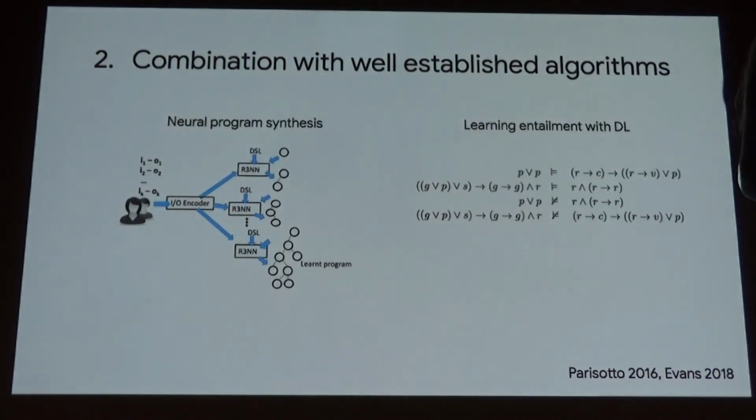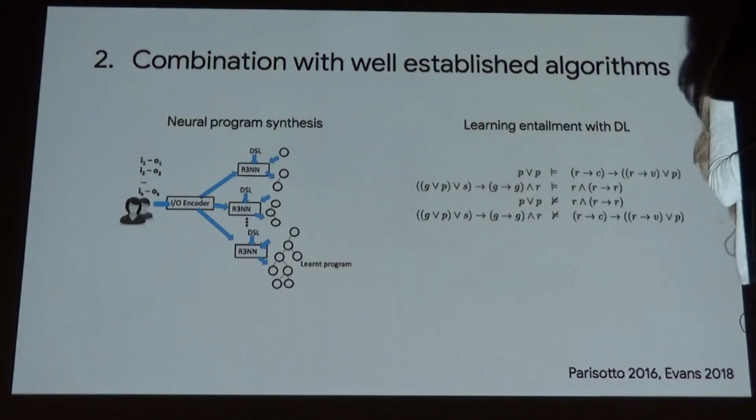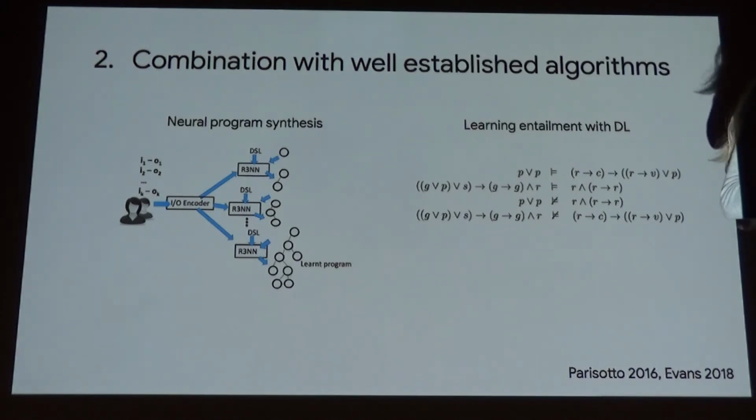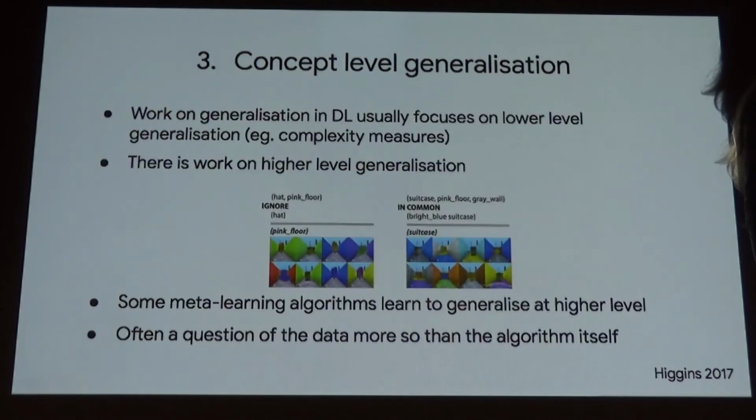In terms of combining with well-established algorithms, there's not a lot that has been done yet. What people tend to do is tackle experiments that were done back in the day with symbolic AI. So there's program synthesis that you can try to do with neural networks now, as well as trying to understand, for example, if deep learning algorithms can actually learn entailment. Those are tasks from the past that people are trying to explore to see if deep learning can do them. But in terms of combinations, to the extent of my knowledge, there's not very much.